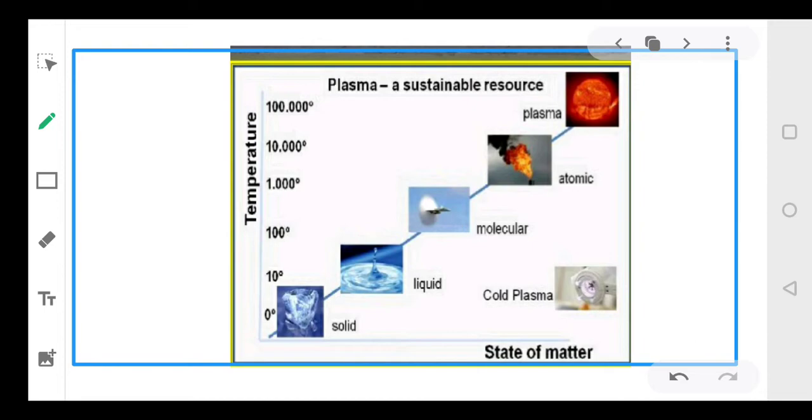Now coming to this, we can talk about how plasma can exist in different states. Like at 0 degrees Celsius, it will be a solid. Then from 10 to 100 degrees Celsius, it will be a liquid. Then from 100 to 1000, again a molecular or atomic form, and then the plasma form. So we can talk about these different states. I hope you've heard about it, isn't it? So along with the temperature, the state of the matter also changes. Clear?